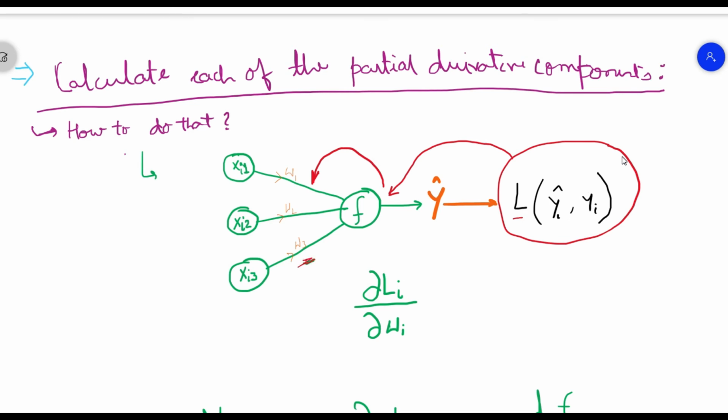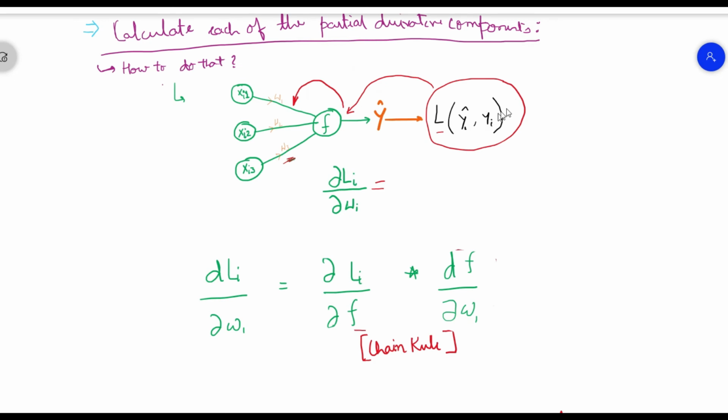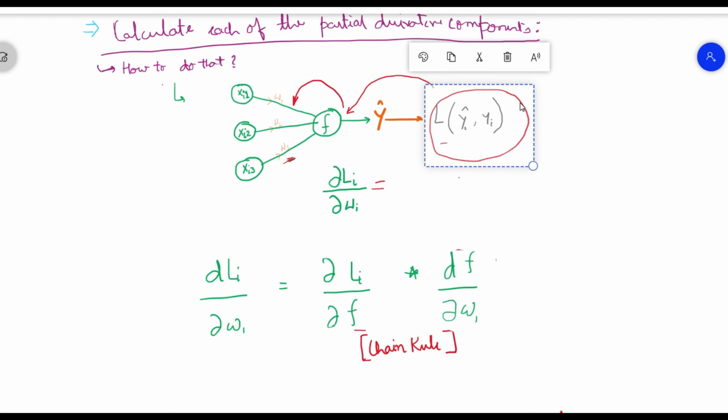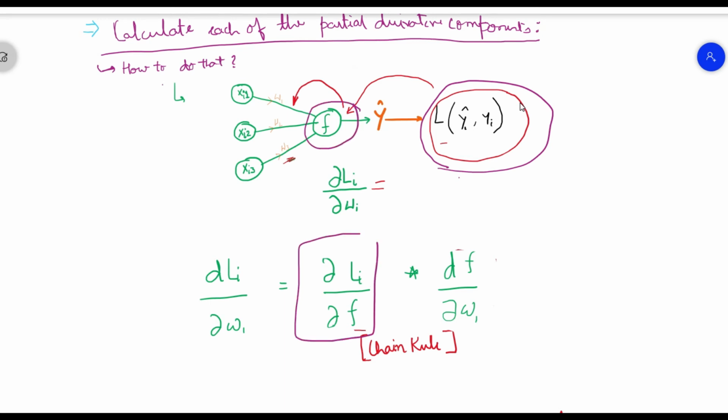So ultimately, if you want to find the rate of change of this loss with respect to the weights, you will have to calculate the rate of change of this loss function with respect to the activation function, which is mentioned over here, and further the rate of change of the activation function f with respect to the weight vector, which is mentioned over here. Applying the chain rule of differentiation, if we multiply both of these values, we get the rate of change of loss L with respect to our weight vector.